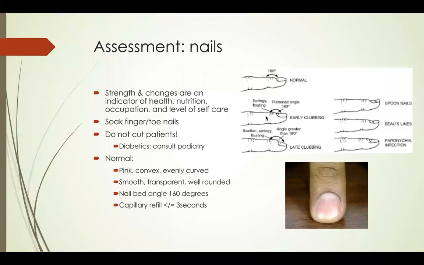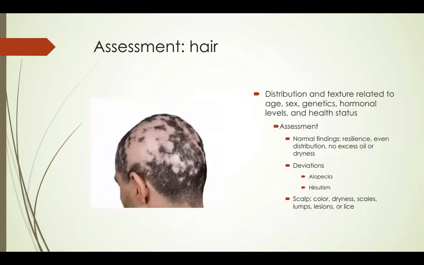Now, if it's a flatter nail bed, like 180 degrees, that's an indication of early clubbing. And if it's greater than 180, that's late clubbing. So you guys can think back to clubbing, which I'm sure you've heard of. That's a chronic issue with their breathing. They're not getting enough oxygen to their fingers, so it's a chronic issue.